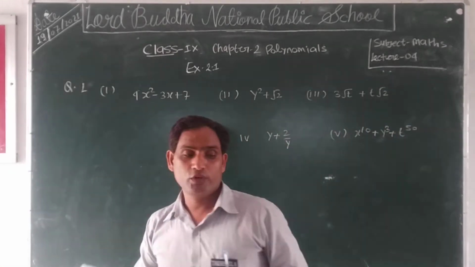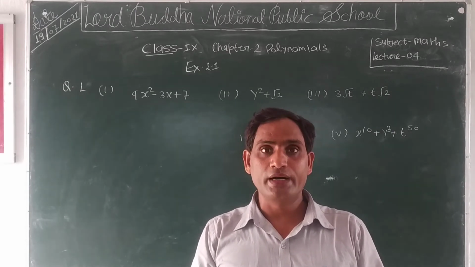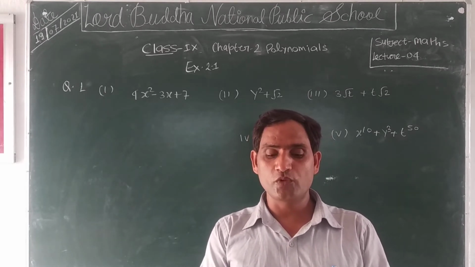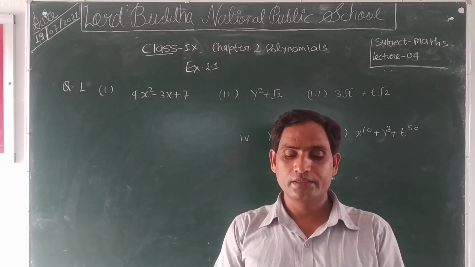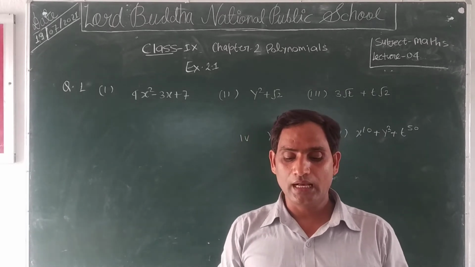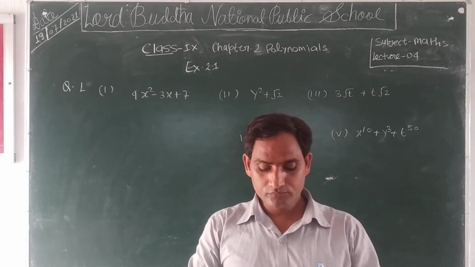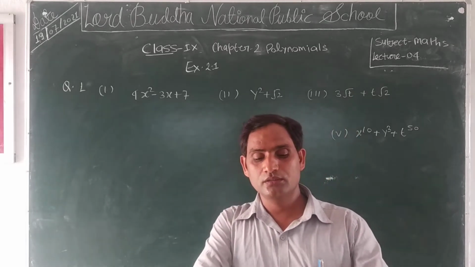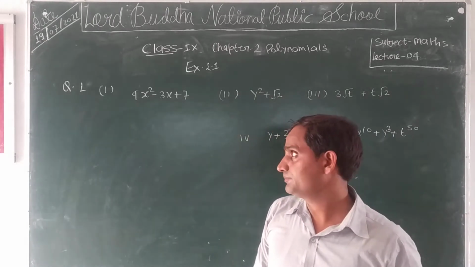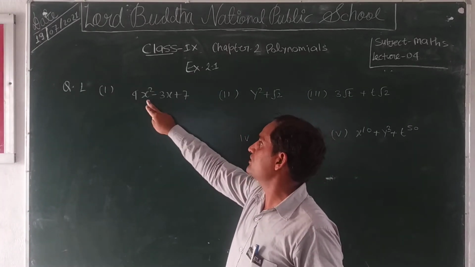Here question first has 5 parts. In all the 5 parts, we have to find out which expression is a polynomial and which is not. If it is not a polynomial, then what is the reason it is not a polynomial? Okay. Now we see the first part of the polynomial. The first expression is 4x square minus 3x plus 6.